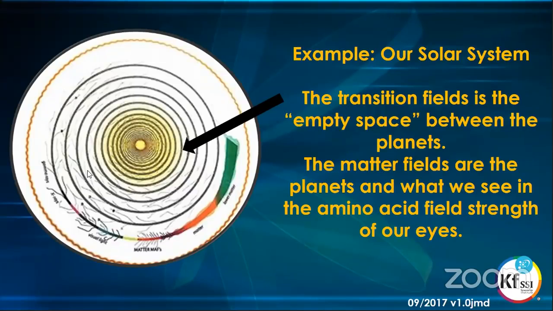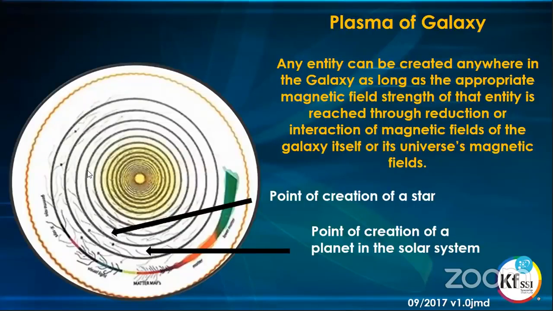So that was the plasma of the solar system, and we can now apply it to the galaxy. Any entity can be created anywhere in the galaxy as long as the appropriate magnetic field strength of that entity is reached through reduction or interaction of magnetic fields of the galaxy itself or its universe's magnetic fields. So what we're trying to explain here is that at different points on the spiral, we have different magnetic gravitational field strengths. And so within the galaxy, we can have a look at a certain point.